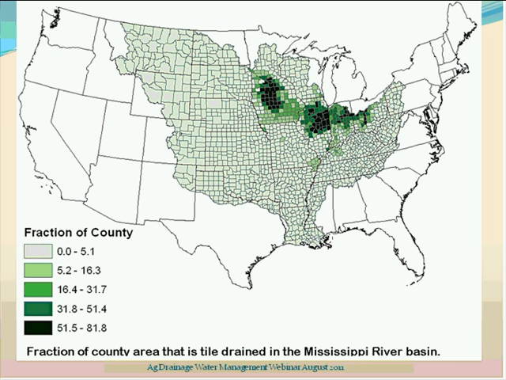And here you can see the fraction of the counties drained in the Mississippi River Basin. That's tile drainage. You can see that the areas correlate well to the region where nutrients are heavily applied. So we're really interested in that area right there for our actions.